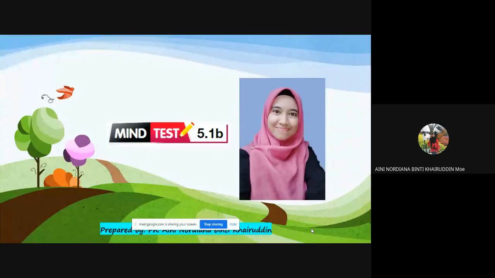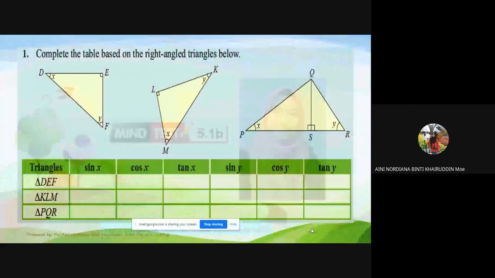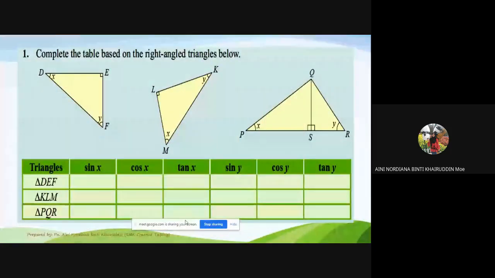Okay, this is my test for 5.1b. So this is the answer for question 1.